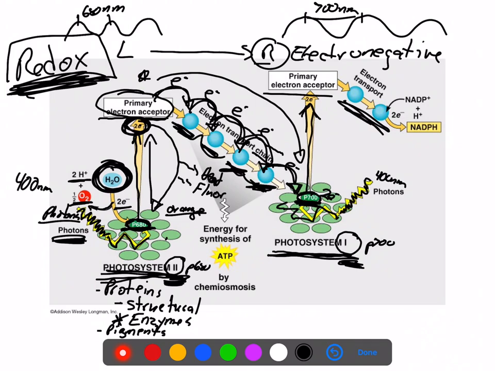Again, a primary electron acceptor is going to pick up the electrons. And then there's a short electron transport chain here. And eventually, who is the last one to pick up the electrons? Okay, this is a test question. Unit 2, I'm going to ask you, who is the final electron acceptor in the light reactions of photosynthesis? And your answer is going to be what? Look here for your answer.